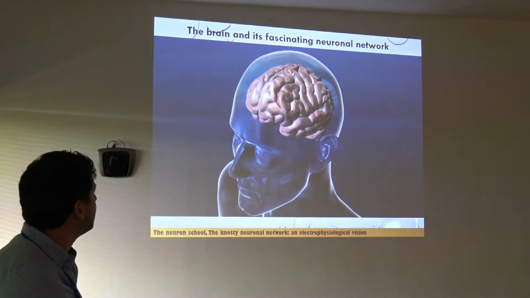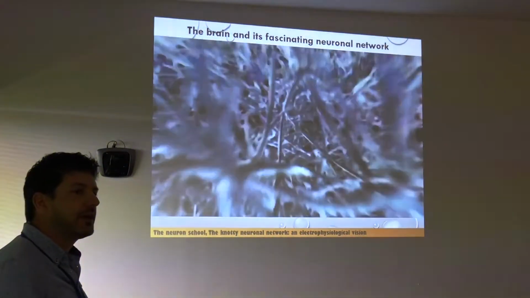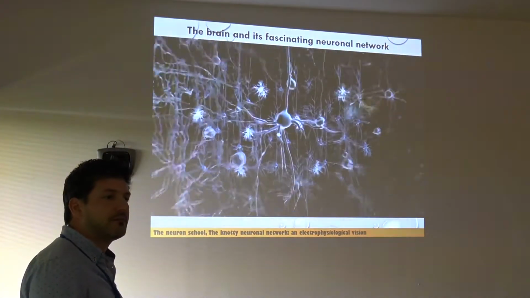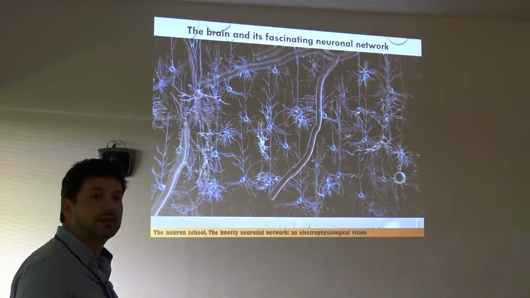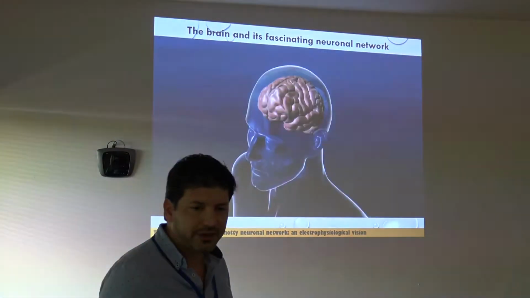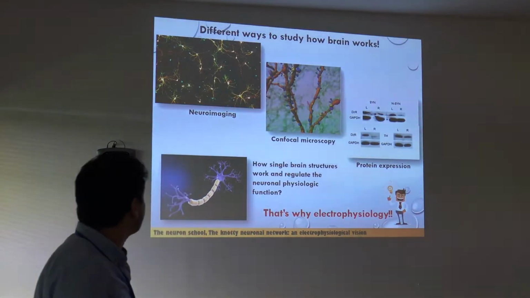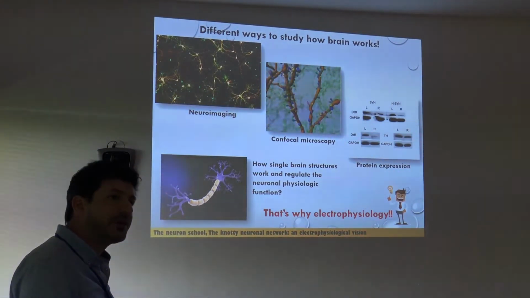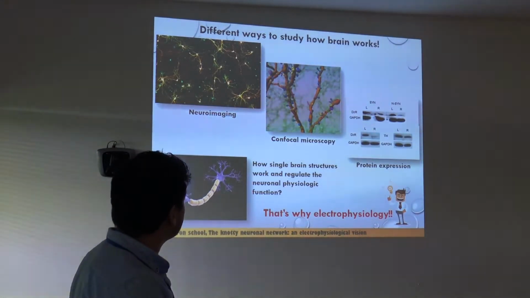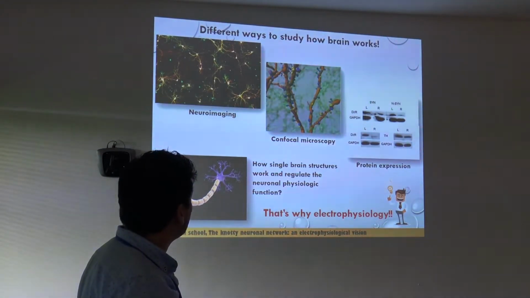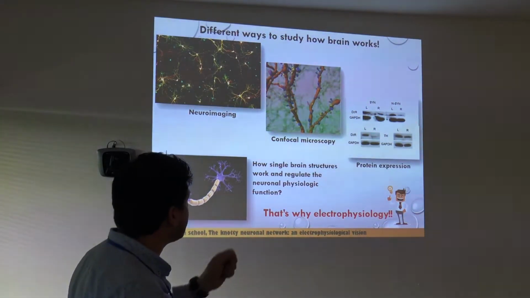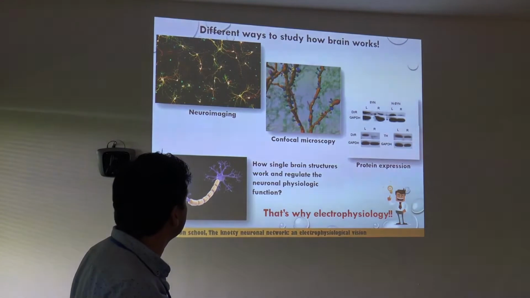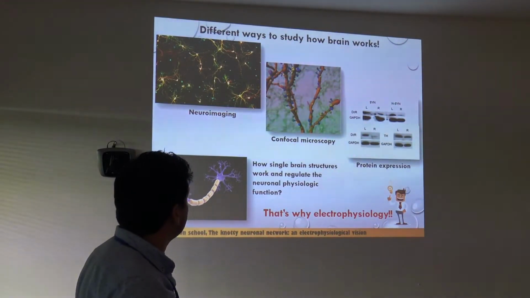The brain is a knotty neuronal network in which billions of neurons communicate with each other with chemical and electrical signals. But how can we study these fascinating mechanisms? As Paula showed you, we can use neuroimaging to label the neurons with different colors and localize specific neurons in specific brain areas, or use confocal microscopy to study microstructures like synaptic dendritic spines, which we will talk about later regarding synaptic plasticity.